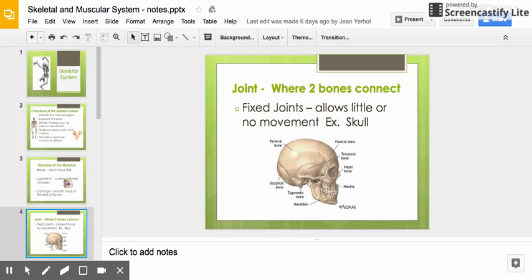And it's important that your skull has these fixed joints because if the pieces of your skull could move, that would really endanger your brain. In order for your skull to protect your brain, the joints need to be fused together.